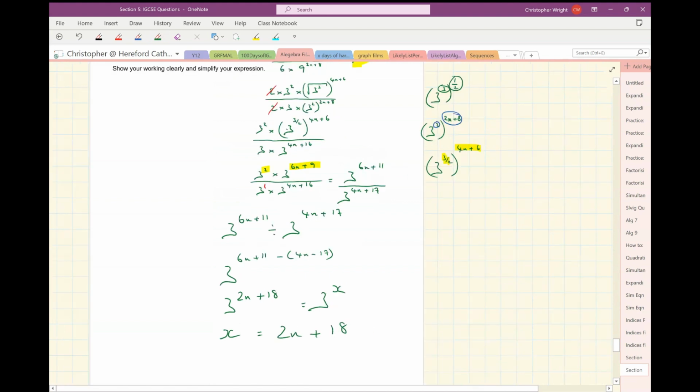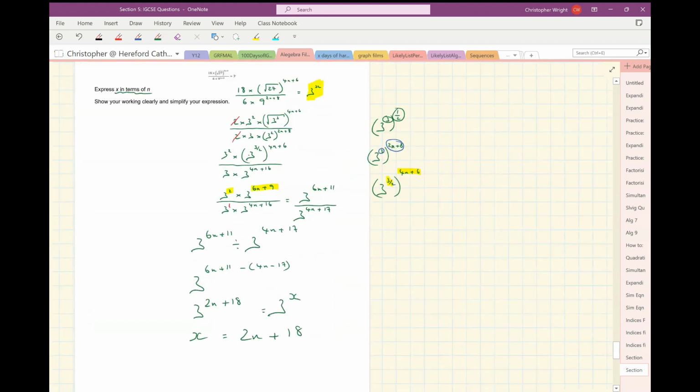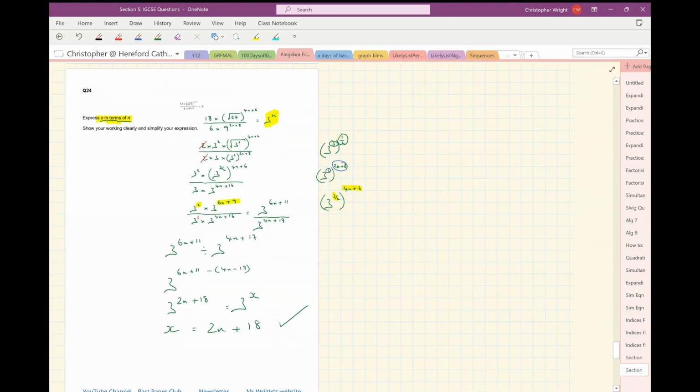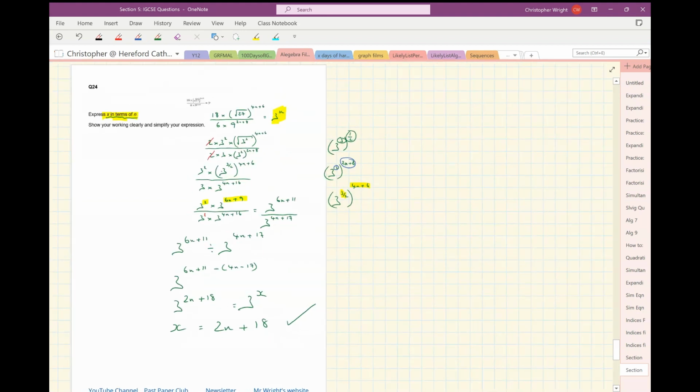Now let's just go back to the question. It says express x in terms of n, and that is what I've done there. So that is question 24 sorted.